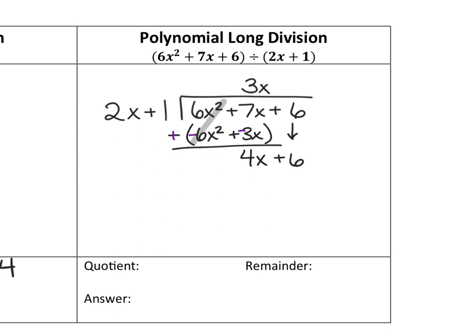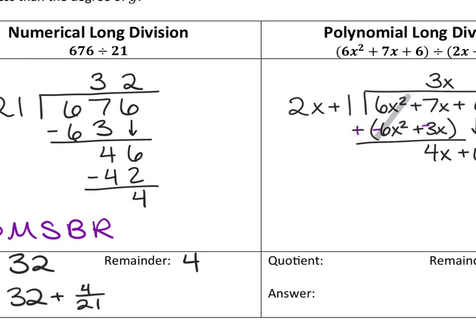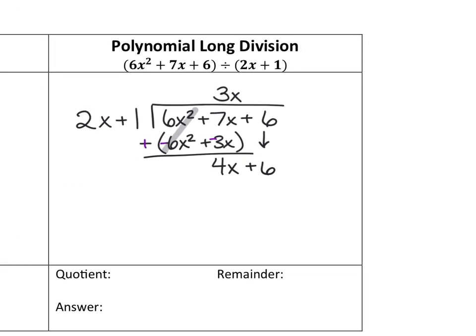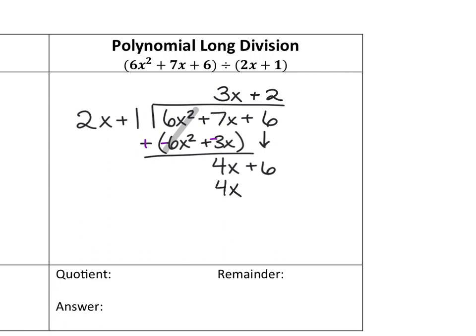Notice again, I still got 4 and 6 as the numbers in polynomial long division. We repeat. 4x divided by 2x, just the first terms, is 2. And then I multiply. 2 times 2x is 4x. 2 times 1 is 2. Put the whole thing in parentheses and subtract. But subtracting is gross, so instead I'm going to add the opposites.